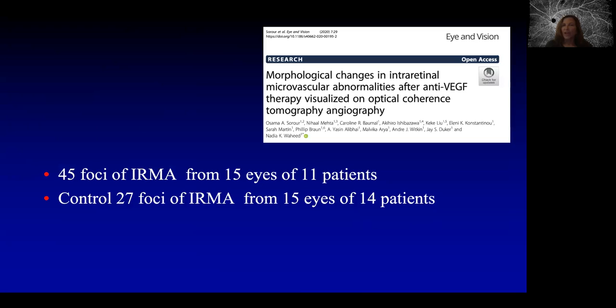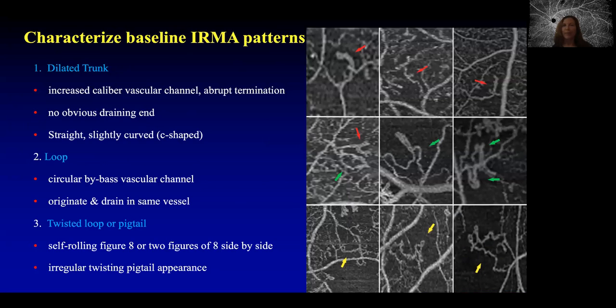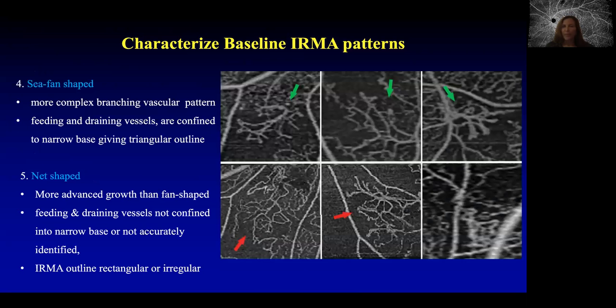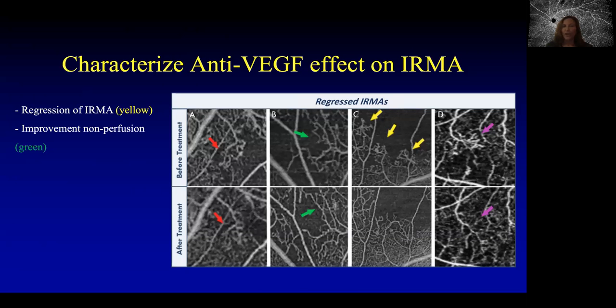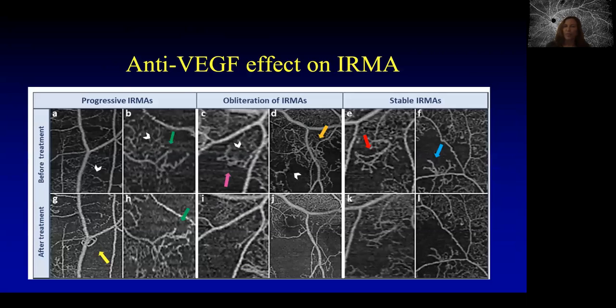In a subsequent study, the morphologic changes in IRMA after anti-VEGF therapy were evaluated with OCT angiography. Initially, the baseline IRMA patterns were characterized, and there were many patterns noted, including dilated trunk, loop, twisted loop, C-fan shape, and net shape IRMA. Subsequent to this, changes were characterized after anti-VEGF therapy, and these were classified as either regression of IRMA, and some of these lesions showed improved non-perfusion, versus progression of IRMA, obliteration of IRMA, or the IRMA remained stable after anti-VEGF injection.